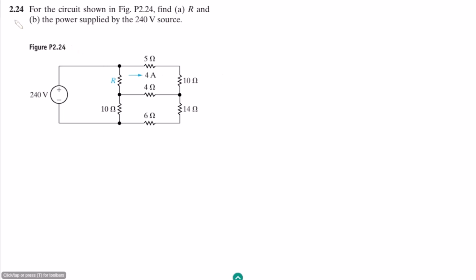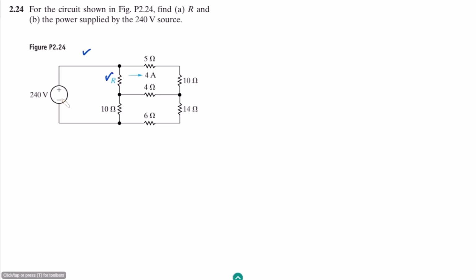Welcome back, guys. So this is question 2.24 of our book Electric Circuits by Nilsson, and the statement of our question is: for the circuit shown in figure P2.24, this is the figure, and here we have to find R. After finding it, part B is the power supplied by the 250 volt source. The only source here is this voltage source, and the power supplied by it we have to find as well. Okay, so let us first write here the given data.